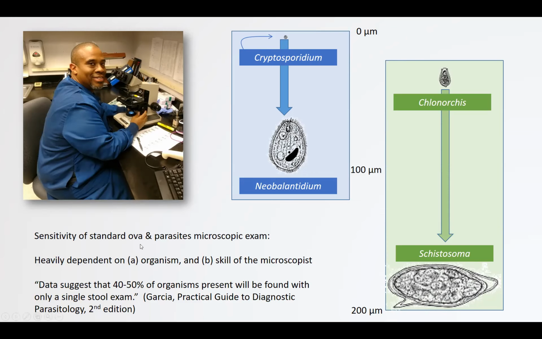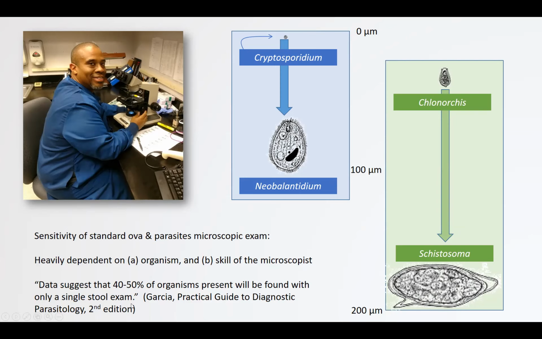The sensitivity, we've talked a little bit about the exam, and it's hard to put a number on because it's going to be heavily dependent upon the organism. It's going to be very low sensitivity for Cryptosporidium, but a much better sensitivity to detect some of your helminth eggs over here. And also the skill of the microscopists. People who know what they're doing and have experience doing it are going to be better at it.